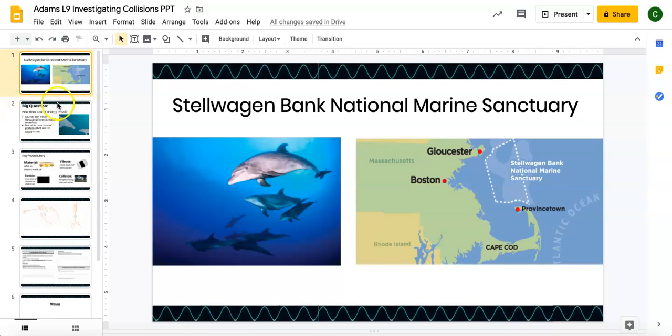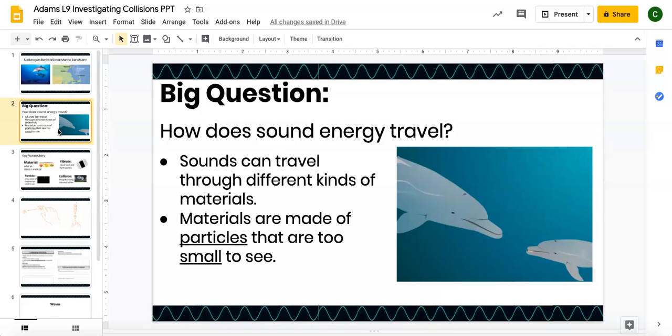Let's go ahead and get into today's lesson by reviewing our big question and what we've been learning. So our big question, again, is how does sound energy travel? What we've learned last week is that sounds can travel through different kinds of materials. When we talk about those different kinds of materials, we're talking about air, water, and the ground. When we think about the ground, we're thinking about solid materials, just like we did in the observations last week. Solid material could also be a wall, a door, a table, anything that's solid.